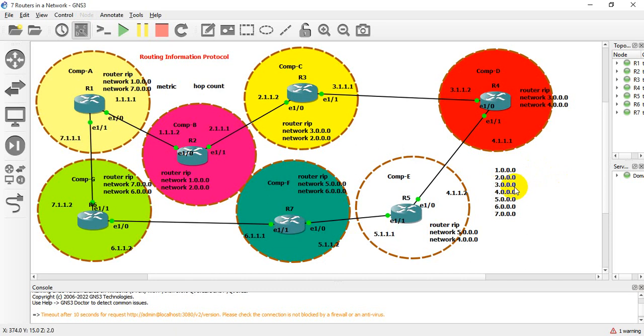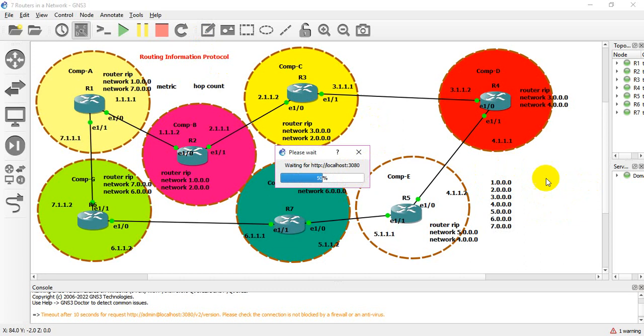Okay. So now let's start pinging the 7 networks. So how? As you know, in one network we have IP addresses. Let me tell you how. In one network we have how many IP addresses? Two. In each network we have two IP addresses. In this project we have taken one.